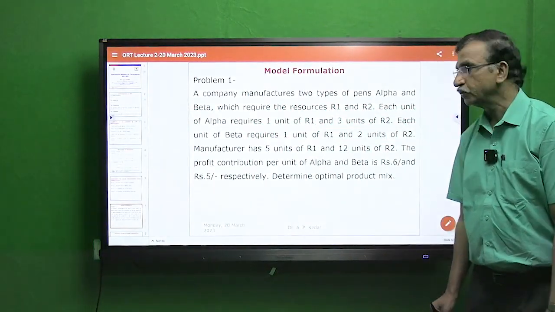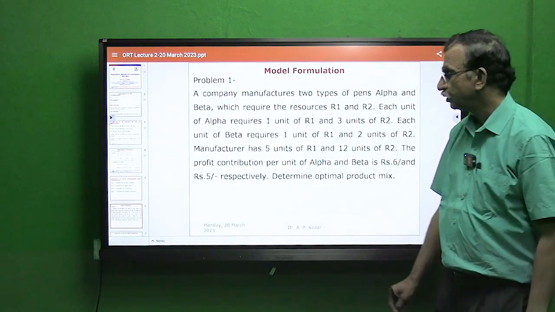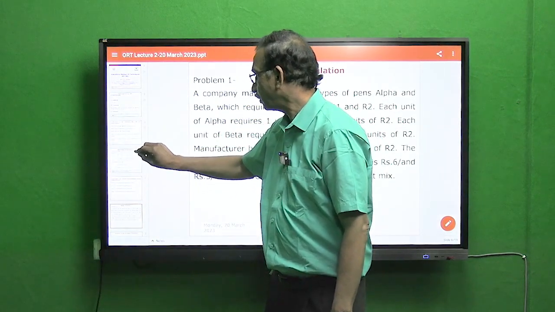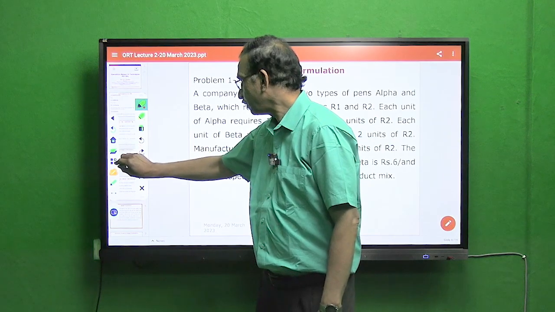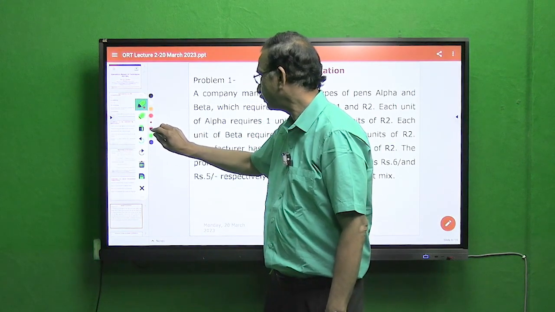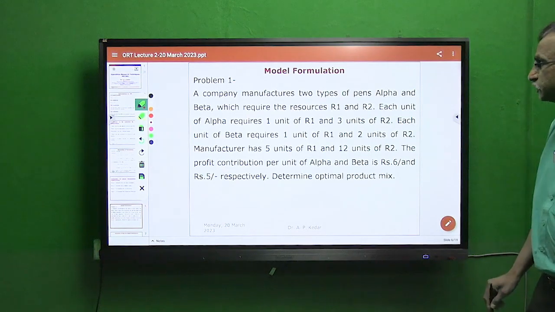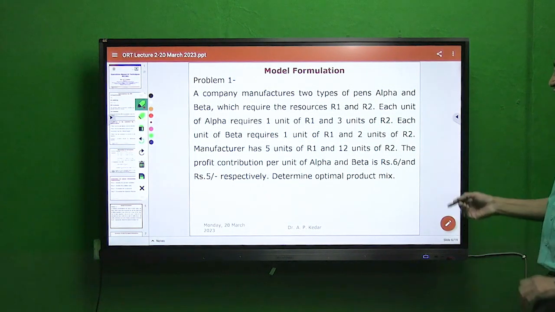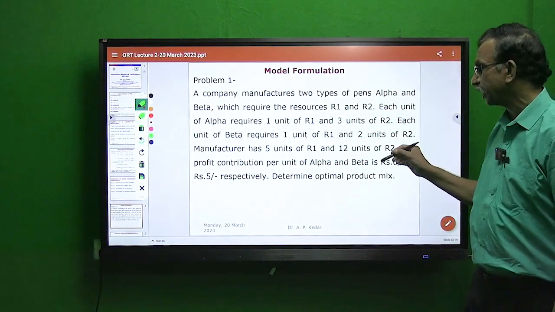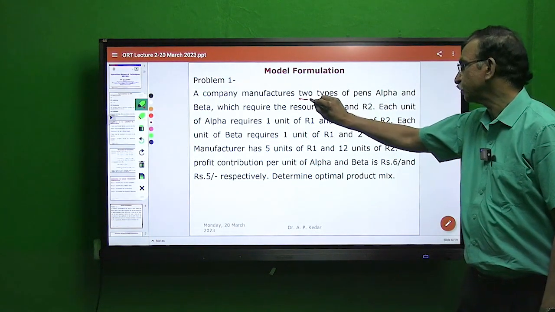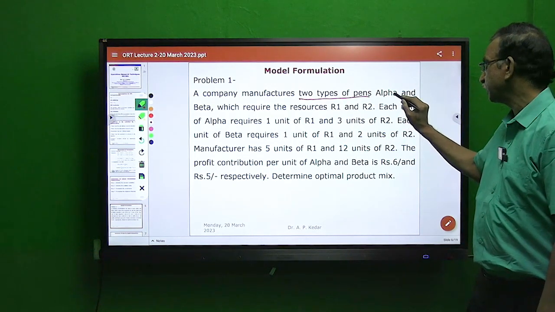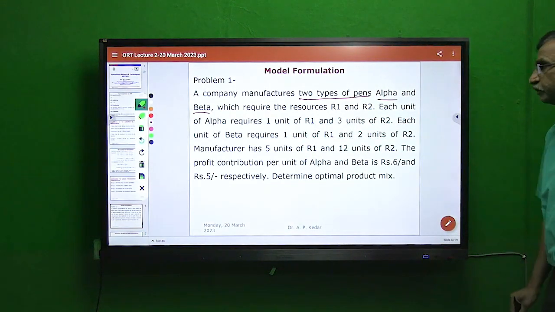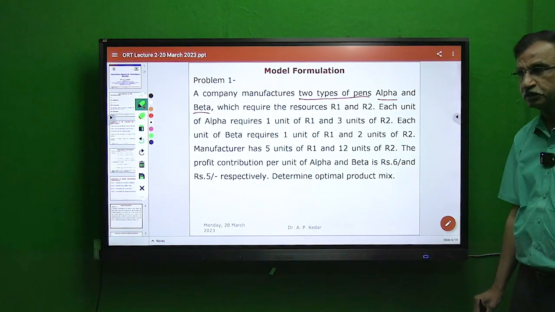Okay, you might have read the problem. I will now read it and highlight the things. The problem reads as: a company manufactures two types of pens. I will simultaneously go on underlining the things. A company manufactures two types of pens, named alpha and beta. Alpha and beta are the names of the products which that company is producing.